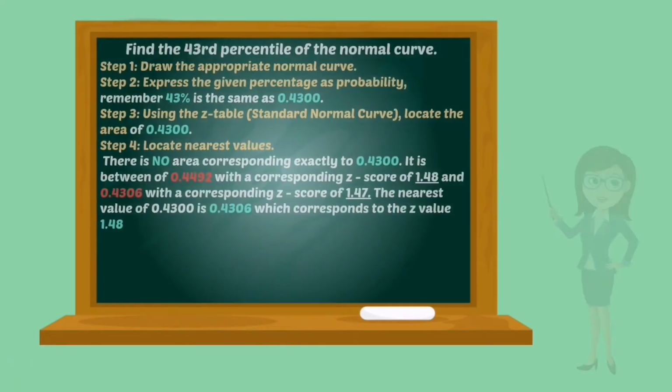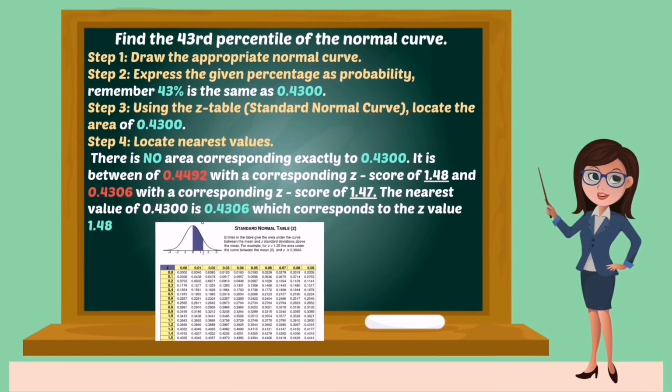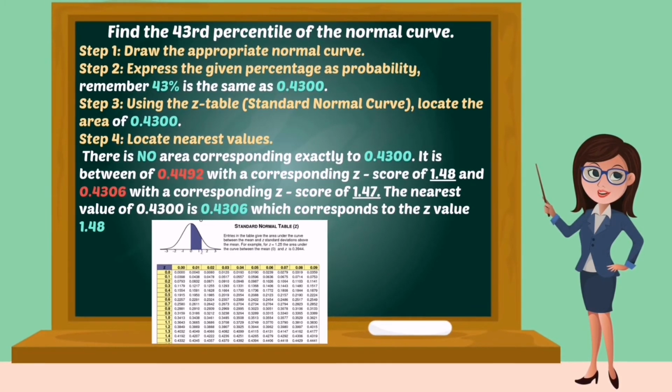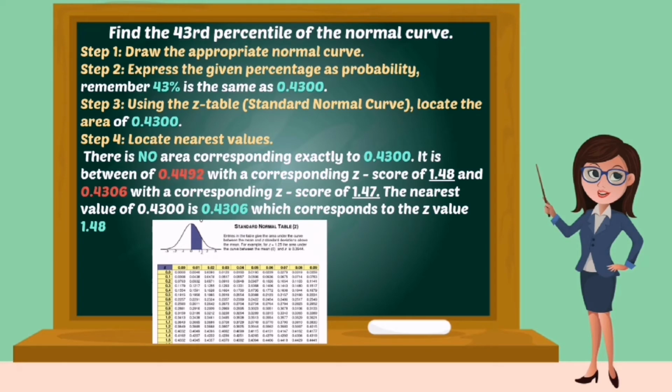Where do I belong? Let's try this one. So first, you're going to indicate the appropriate normal curve. Then next, you're going to express the percentage as probability. Remember that 43% is the same as 43 hundredths. Step 3, you're going to locate the area of 43 hundredths. You're going to use, of course, the standard normal table or the z-table.